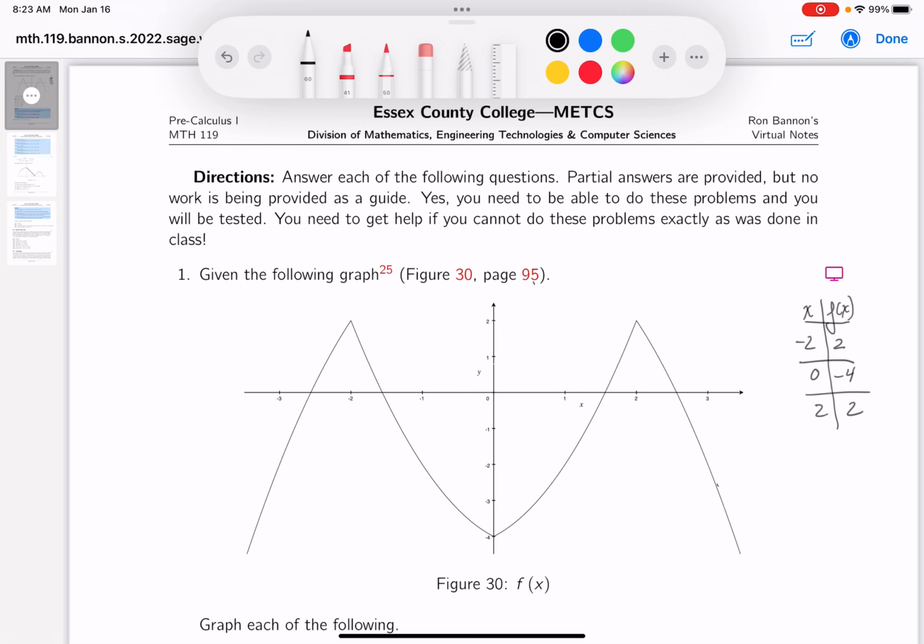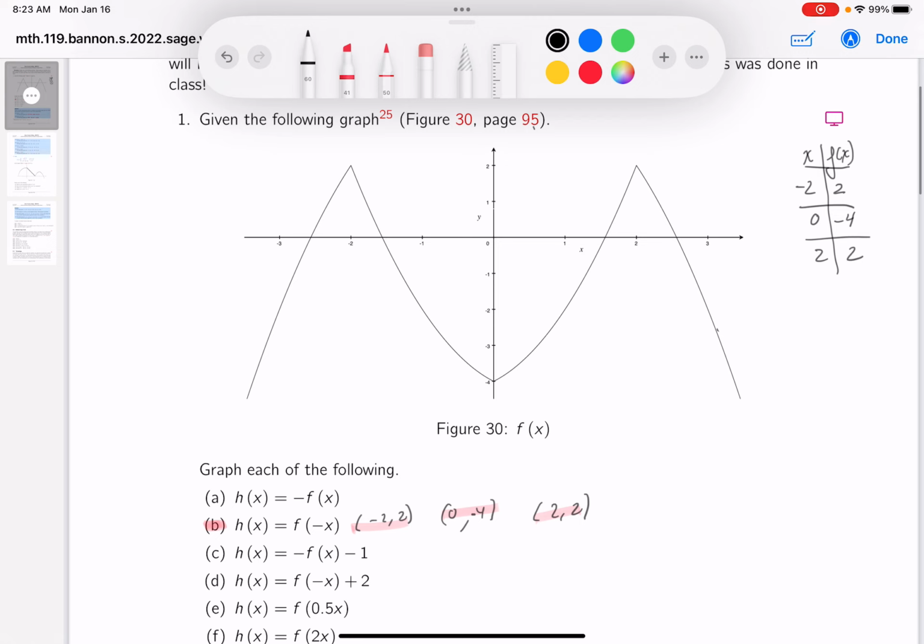All right, let's look at the problems here, one at a time. Let me erase that. And let's start with A. What is A doing? It's a rotation about the x-axis. So there'll be 3 points here that I'm concerned with. If you rotate about the x-axis, they would be minus 2, minus 2. The next point would be 0, 4. And the next point would be 2, minus 2.